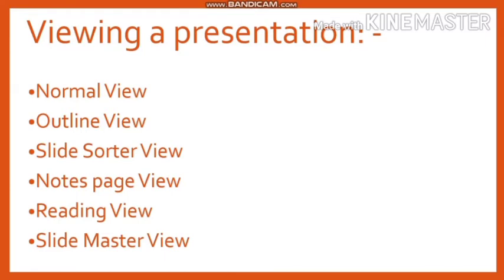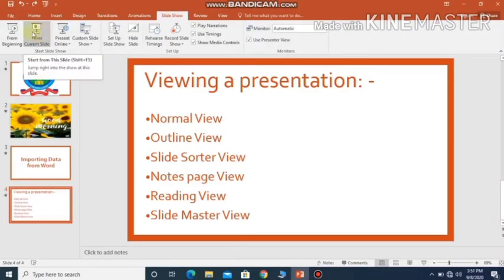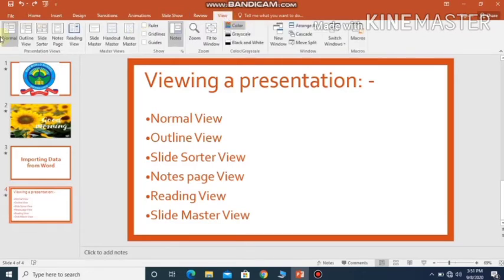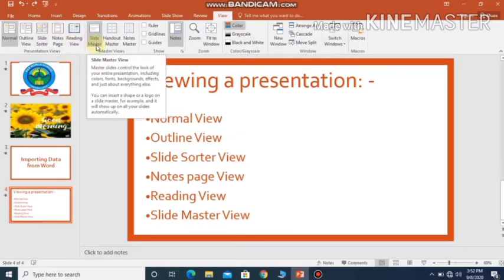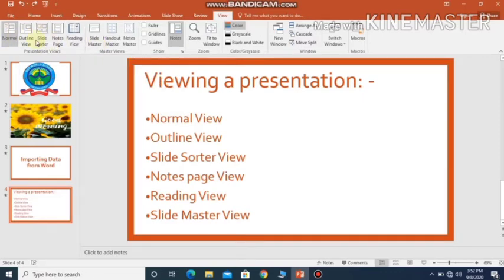I'll come back to the screen. Now let me explain how to view the presentation in different formats. In order to do so, you have to click on the View tab. Here you'll have a tab called View. Click on the View tab. Hope you can see in the Presentation View group, you have all the view options: normal view, outline view, slide sorter view, notes page view, reading view, and slide master view. All the different views will be present here.